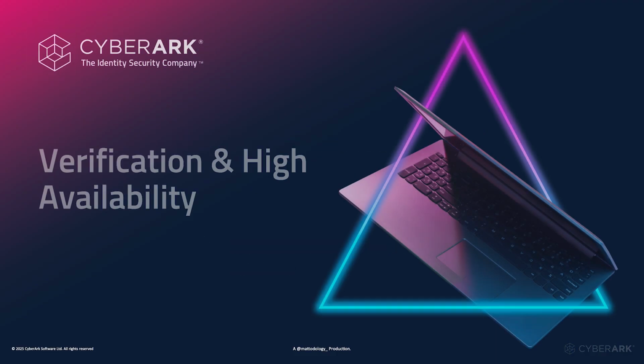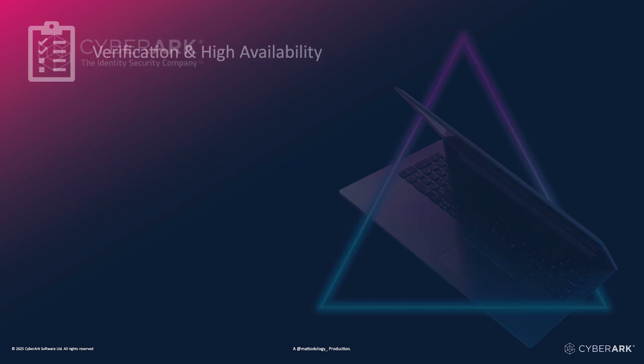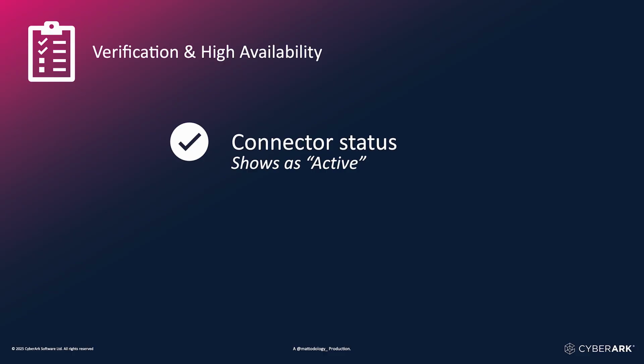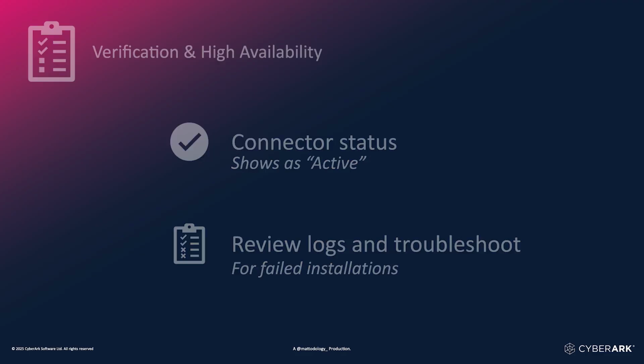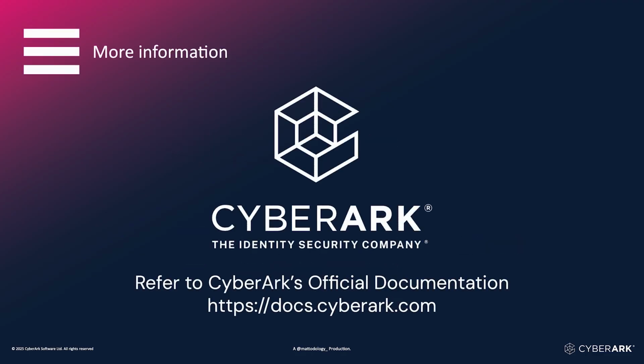For verification and high availability, it's essential to actively monitor your Privilege Cloud connector's status and logs within the Connector Management portal. Regularly check the status column to confirm that all connectors and their components, such as CPM and PSM, are operational and reporting as healthy. Review event and error logs promptly to identify and resolve any failed installations or connectivity issues, ensuring minimal service disruption. Refer to CyberArk's documentation for troubleshooting and advanced configurations.